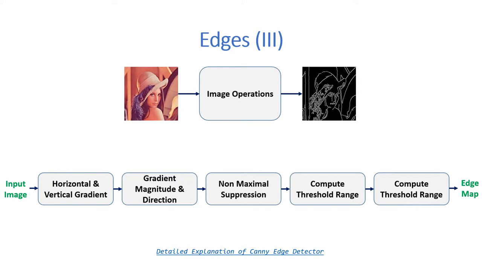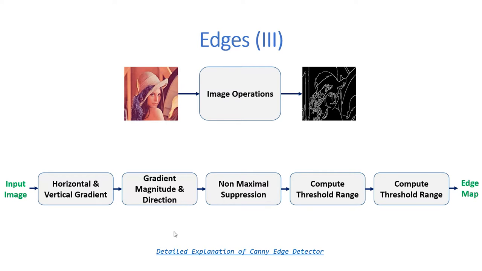Then you compute high and low thresholds based on the gradient magnitude for the entire image. And after performing hysteresis thresholding and morphological thinning, we come up with an edge map which looks something like this. If you find this entire process very interesting, you should definitely go through in detail how the Canny edge detector works.